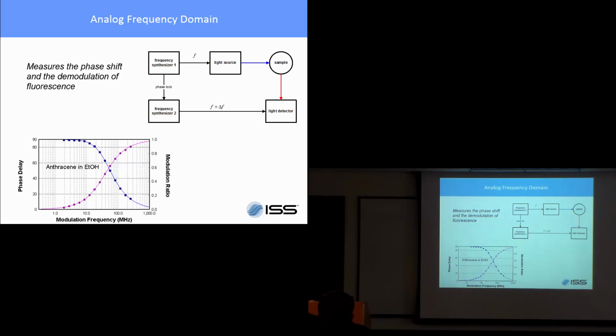So for each modulation frequency, let's say about 10 megahertz, well, we had measurements here at 9 some megahertz, we measure a phase shift of about 10 degrees, 10, 12 degrees. And we measure a demodulation of 0.09, whatever it is. So we repeat the measurements at several modulation frequencies, and we get these two curves, one for the phase and one for the modulation.